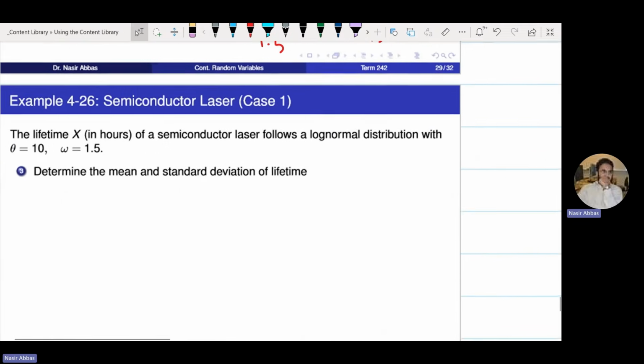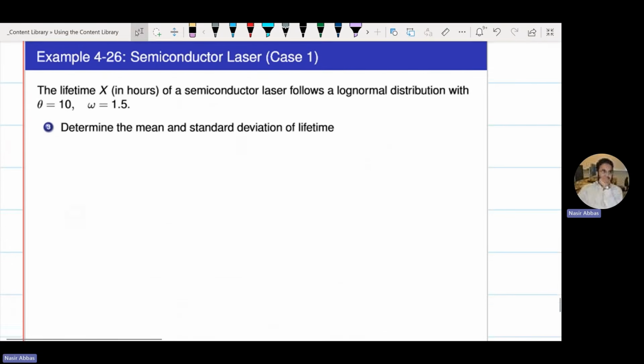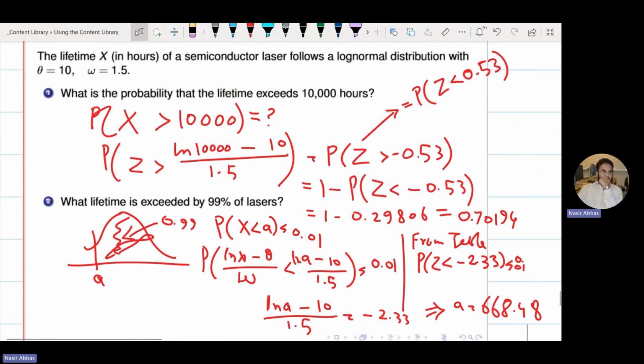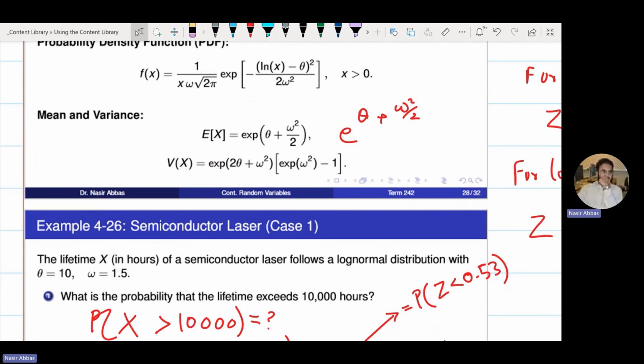Now, here is the difficult part. This is part 3. Determine the mean and standard deviation. This is again a simple question. These expressions are given to you. Theta is given to you. Omega is given to you. It's just a game of calculator. You have to plug theta and omega into the expressions and get the mean and variance.